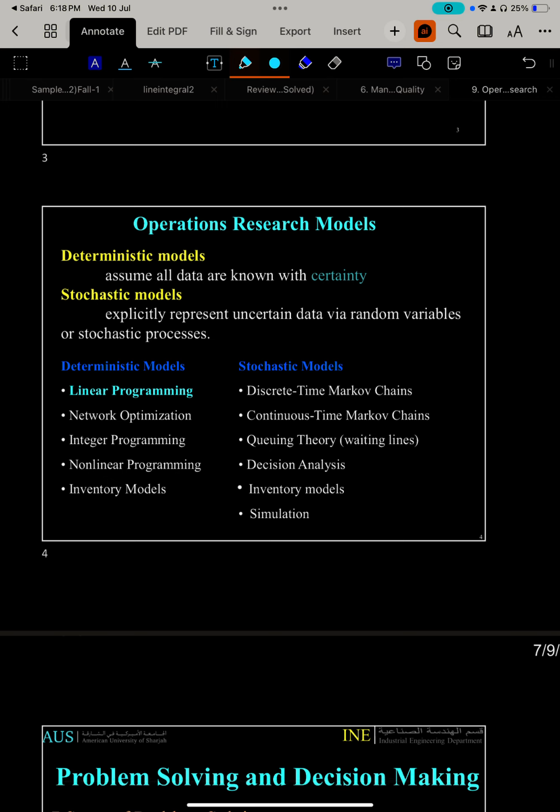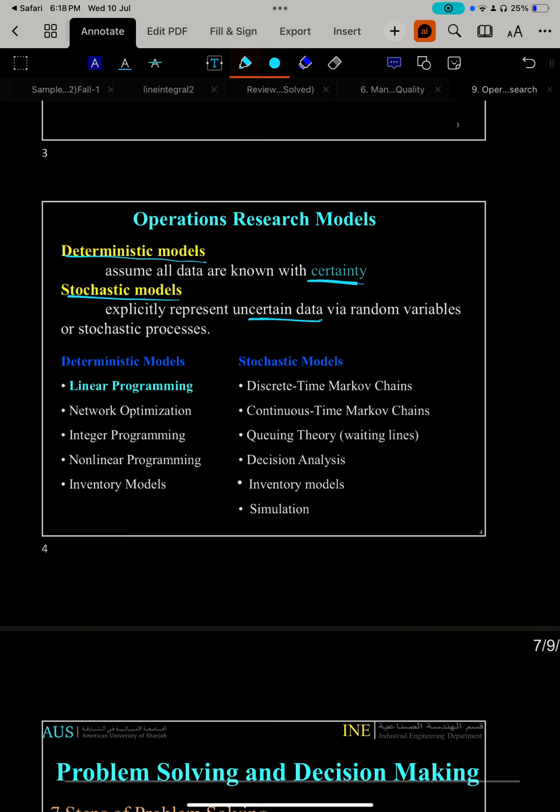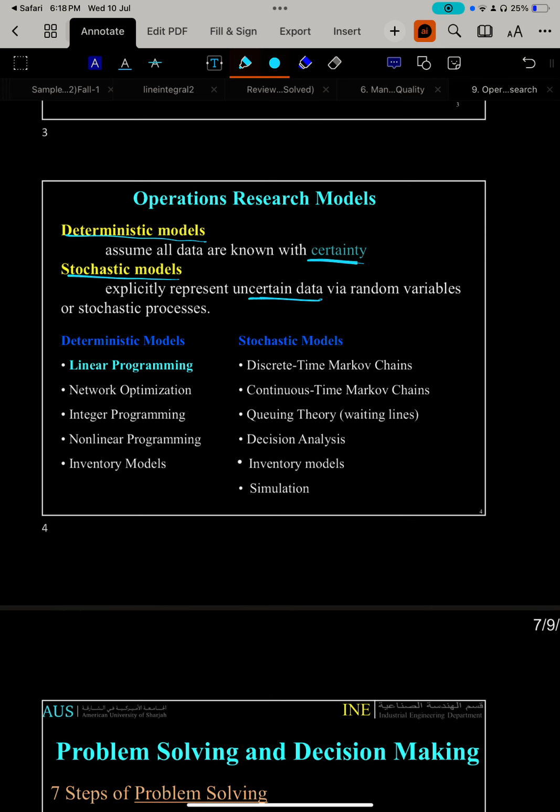And so there are different operations research models. There are deterministic models, which assume that all data are known with certainty. So these are called deterministic models. And there are also stochastic models. They explicitly represent uncertain data, so it involves uncertainty via random variables or stochastic processes. So there are some differences.